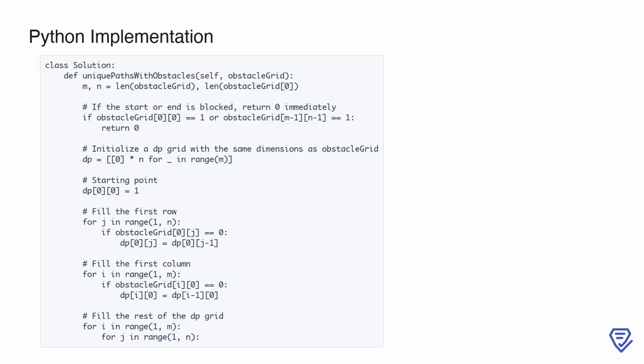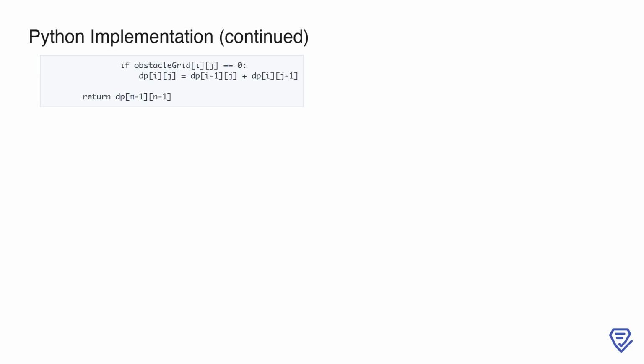Now, we focus on filling the rest of the DP grid, which represents the core of the solution. For each cell, starting from the second row and second column, we first check if the cell is blocked by an obstacle. If it is, the number of unique paths to that cell remains 0, as no path can pass through it. However, if the cell is not blocked, the number of unique paths to that cell is the sum of the paths from the cell directly above it and the cell directly to the left of it. This is because any path to the current cell must either come from the top or the left.